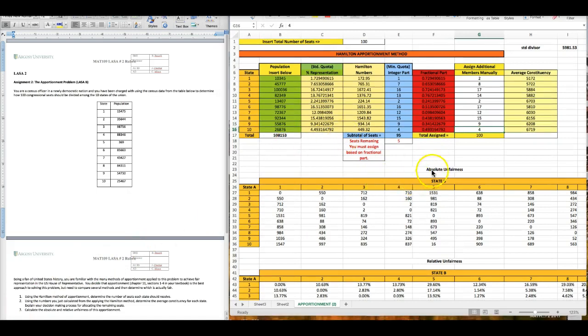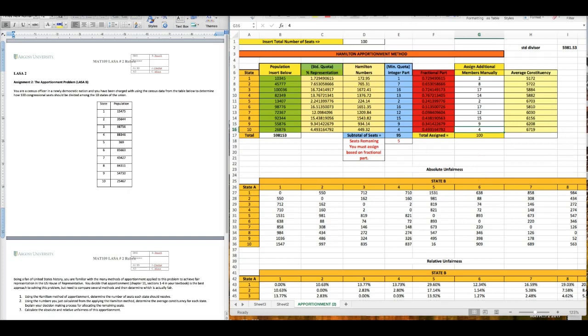All right, so before we move on to absolute unfairness and relative unfairness, I just want to say that for this Hamilton number calculation, I made this for something else I was using it for. For this project, you don't necessarily need to use these numbers, but I do have the calculations in here, so you can just ignore these numbers for what we're doing.